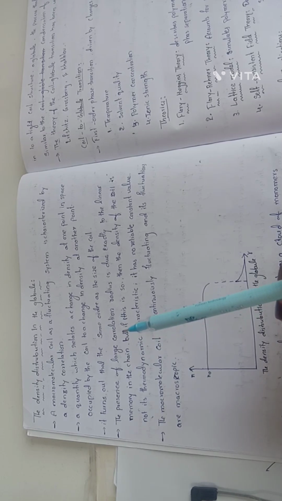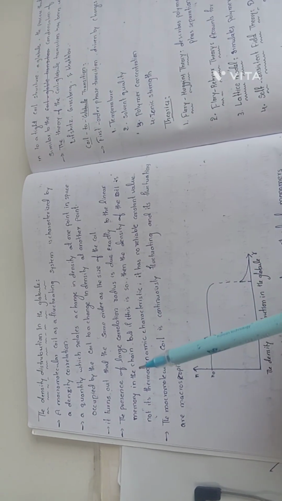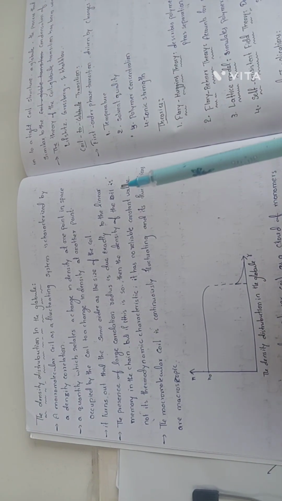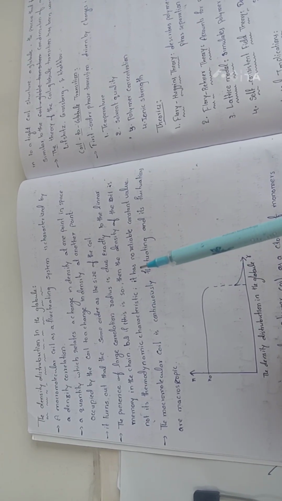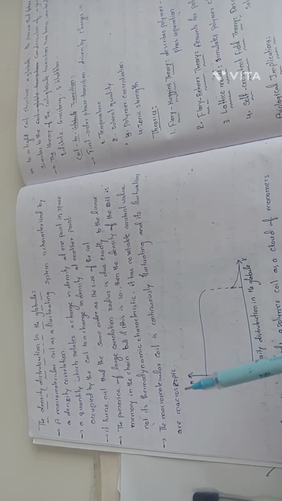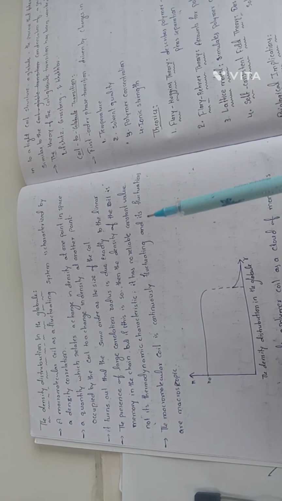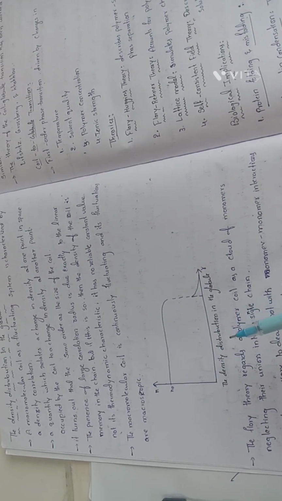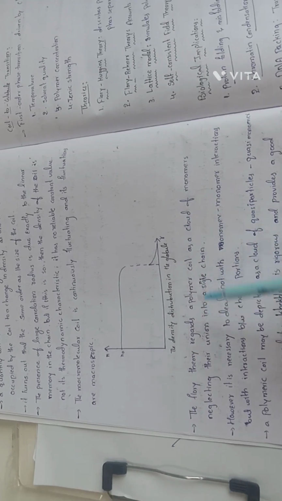The presence of a large correlation radius is due exactly to the linear memory in the chain, but if this is so, then the density of the coil is not its thermodynamic characteristic. It has no reliable constant value. The macromolecule coil is continuously fluctuating and its fluctuations are macroscopic. This is the graph which is related to the density distribution in the globule.